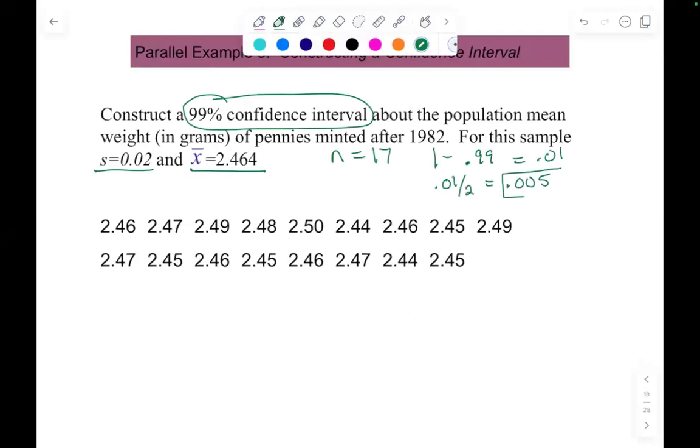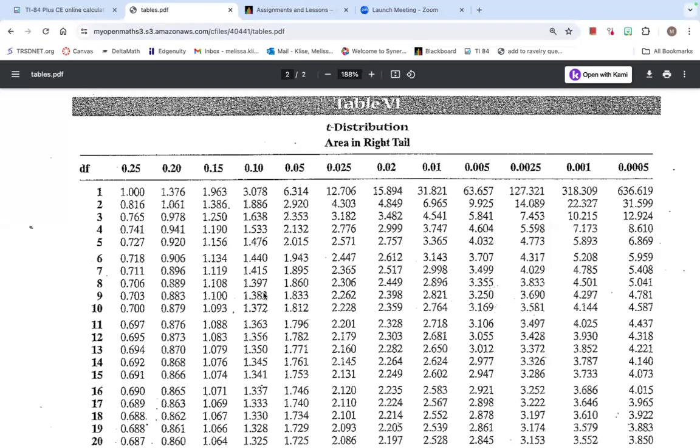So I'm going to look in the column that corresponds with 0.005, and I'm going to look at 16 because that's n minus 1. So let's go get that value. So 0.005, I'm way over here. And I'm going to go all the way down here to 16. So I have 2.921. So my t sub alpha divided by 2 is 2.921.